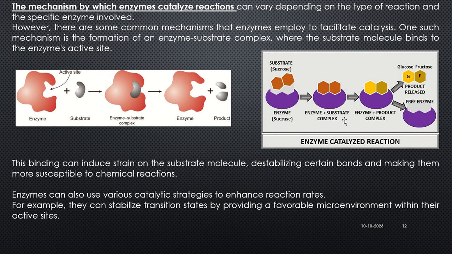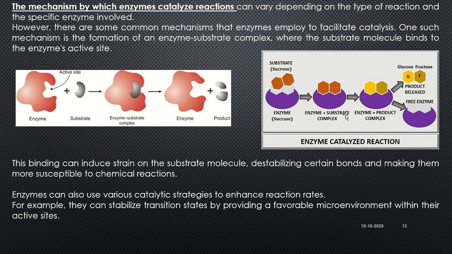So enzyme plus substrate, here is sucrose. Same thing, enzyme plus product complex, you will find glucose and fructose. And thereby, if the enzyme is present, that will give you glucose and fructose. The free enzyme is released as such. So this is the enzyme catalyzed reaction.